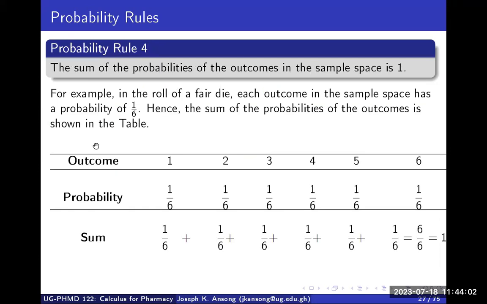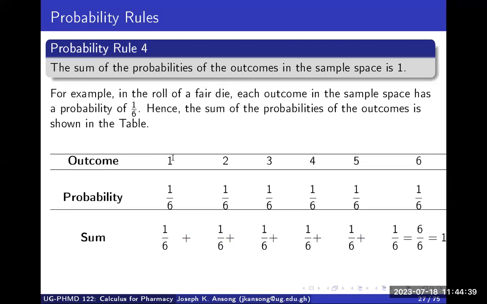Rule number 4, the final rule here, is that if you sum all the probabilities of the outcomes in the sample space, you should get 1. If you get a number less than or greater than 1, then you have to question the probabilities. So if you roll a fair die, each outcome in the sample space must have a probability of 1/6, right? So if you add all these 1/6s for the 6 different outcomes, you should get 1.